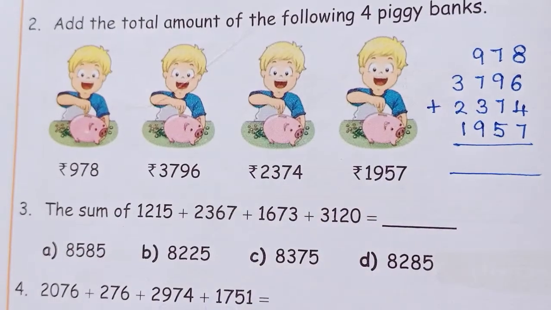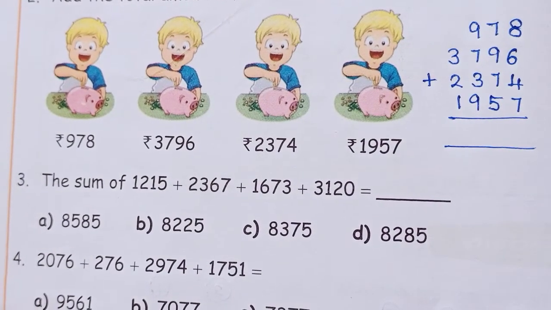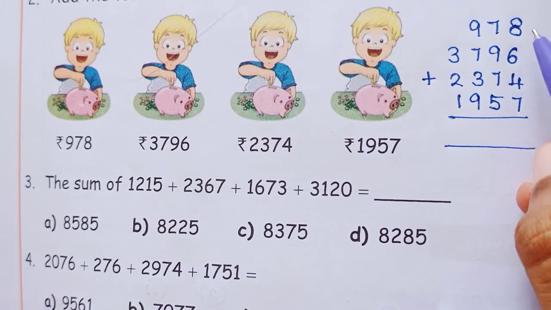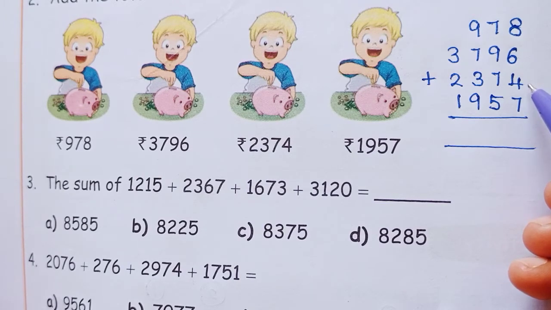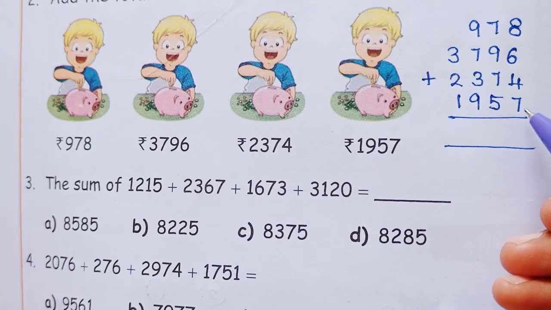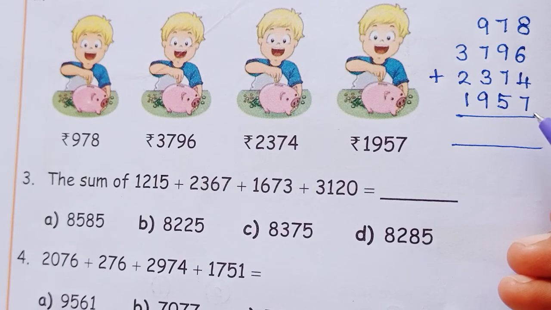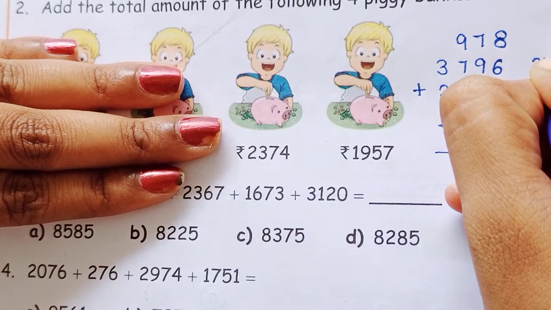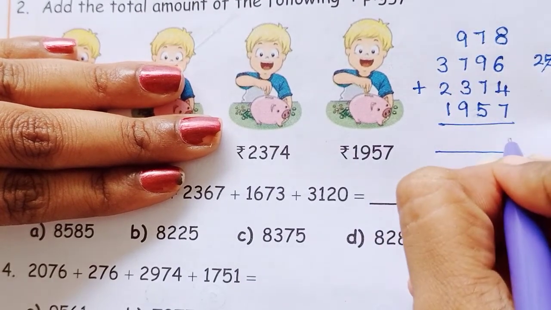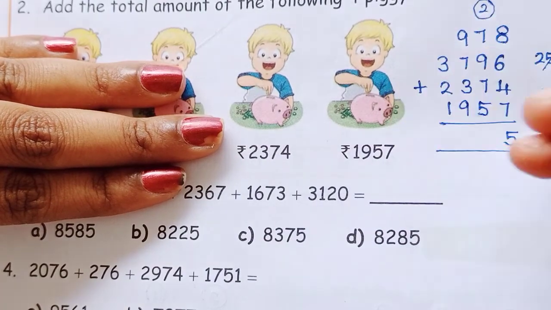Okay, all of you listen. Add the ones column. 8 plus 6, 14. 14 plus 4, 18. 18 plus 7, 25. So you cut and write here 5. Remaining 2 you carry over to the tens column.